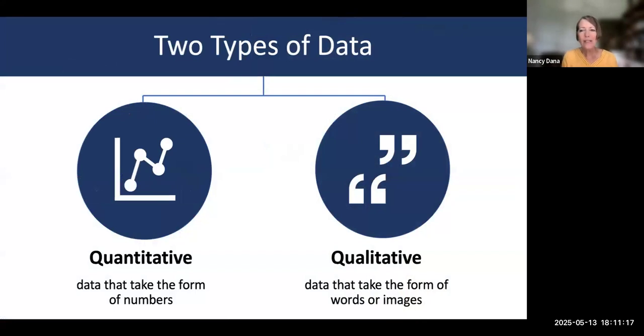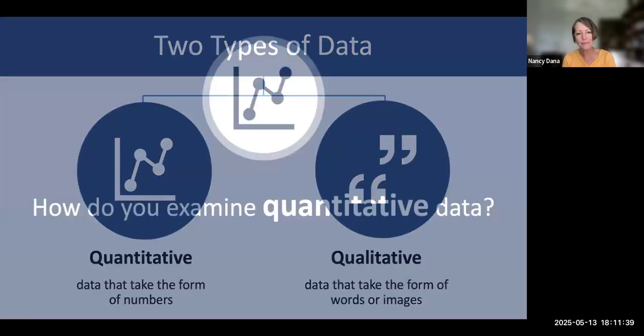So what you need to do is just ask yourself when you get to the summative data analysis phase, what kind of data did I collect? And in review, there's two types of data. There's quantitative data. That's data that takes the form of numbers. And then there's qualitative data, data that takes the form of words or images.